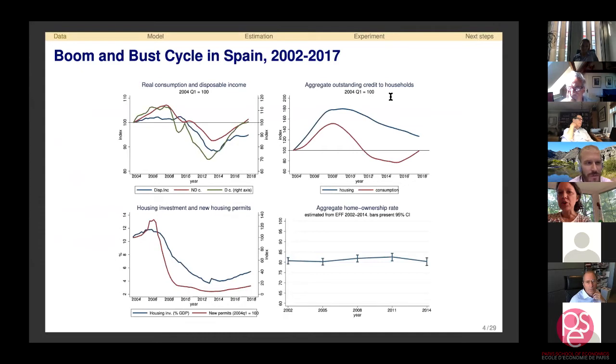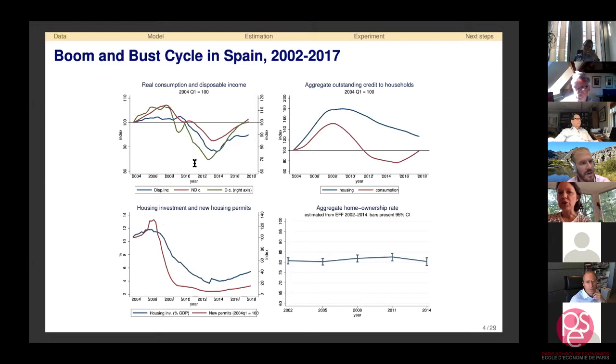On the top left, you have real consumption and disposable income, both non-durable consumption, the red line, and durable consumption, the green line. On the top right, you have aggregate outstanding credit to households, both housing or mortgage credit and consumption credit. On the bottom left, you have housing investment and new housing permits given. And on the bottom right, you have the aggregate home ownership rate.